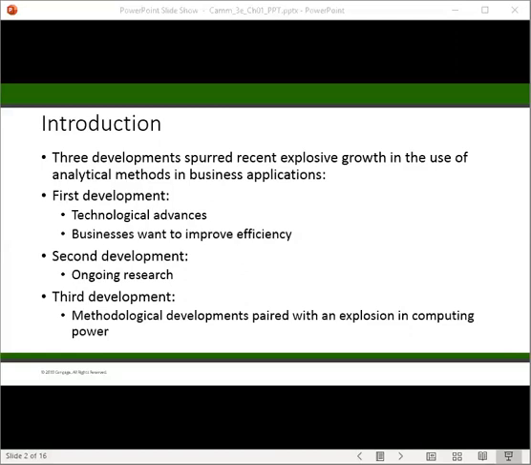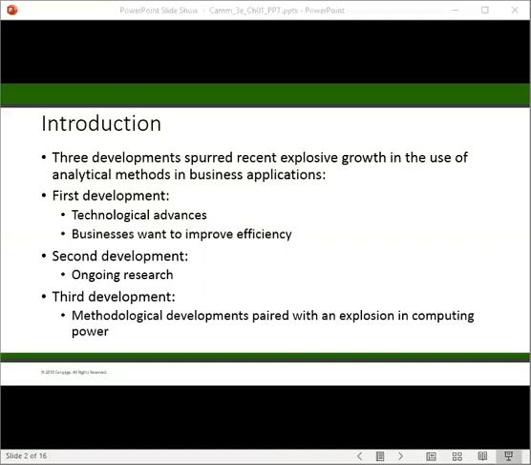The second development is ongoing research that's resulted in numerous methods that have improved. These include computational approaches to effectively handle and explore massive amounts of data, big data operations, faster algorithms that we can use for optimization and simulation, and more effective approaches for visualizing data.